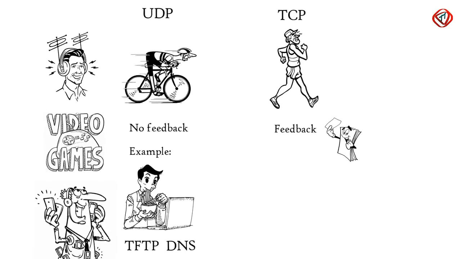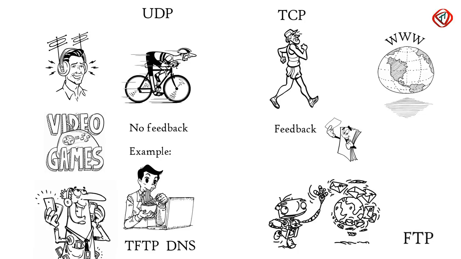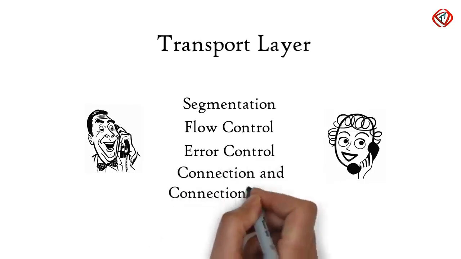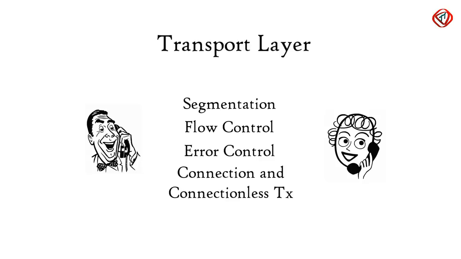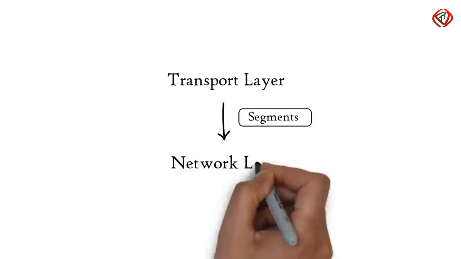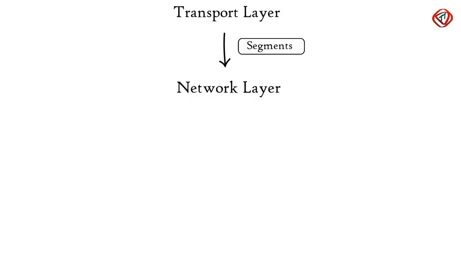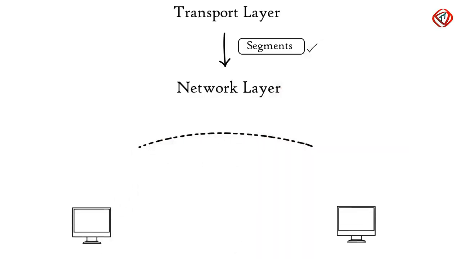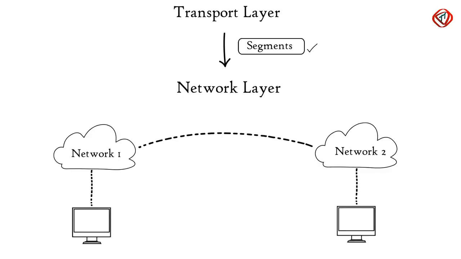On the other hand, TCP is used where full data delivery is must. For example, World Wide Web, email, FTP, etc. So, transport layer is involved in segmentation, flow control, error control, connection-oriented and connectionless transmission. Transport layer passes data segments to the network layer. Network layer works for the transmission of the received data segments from one computer to another located in different networks.